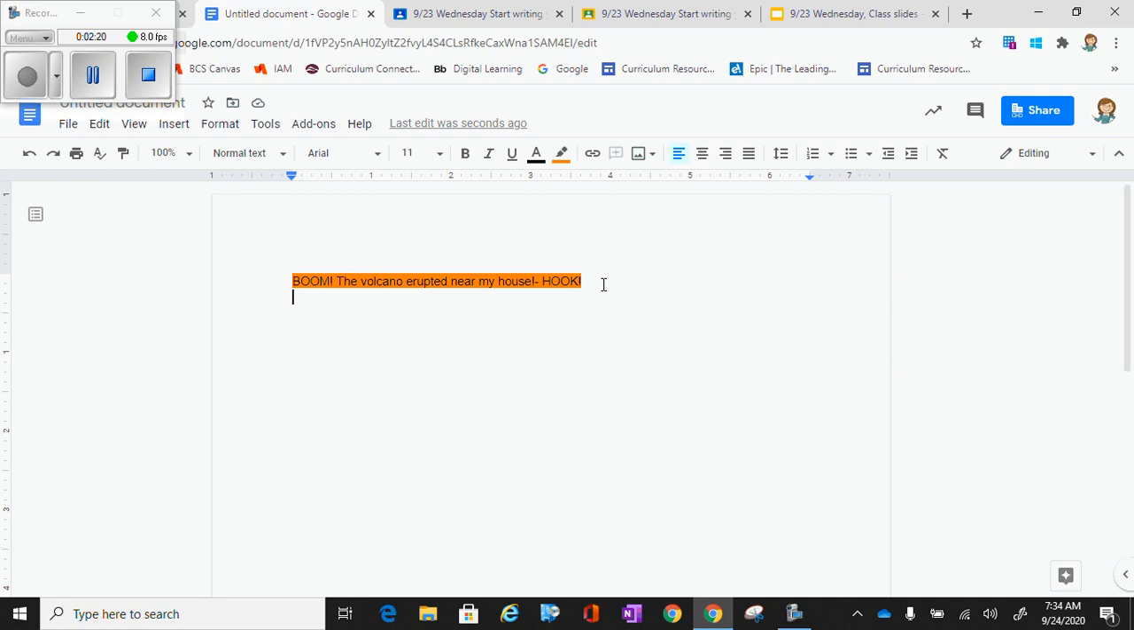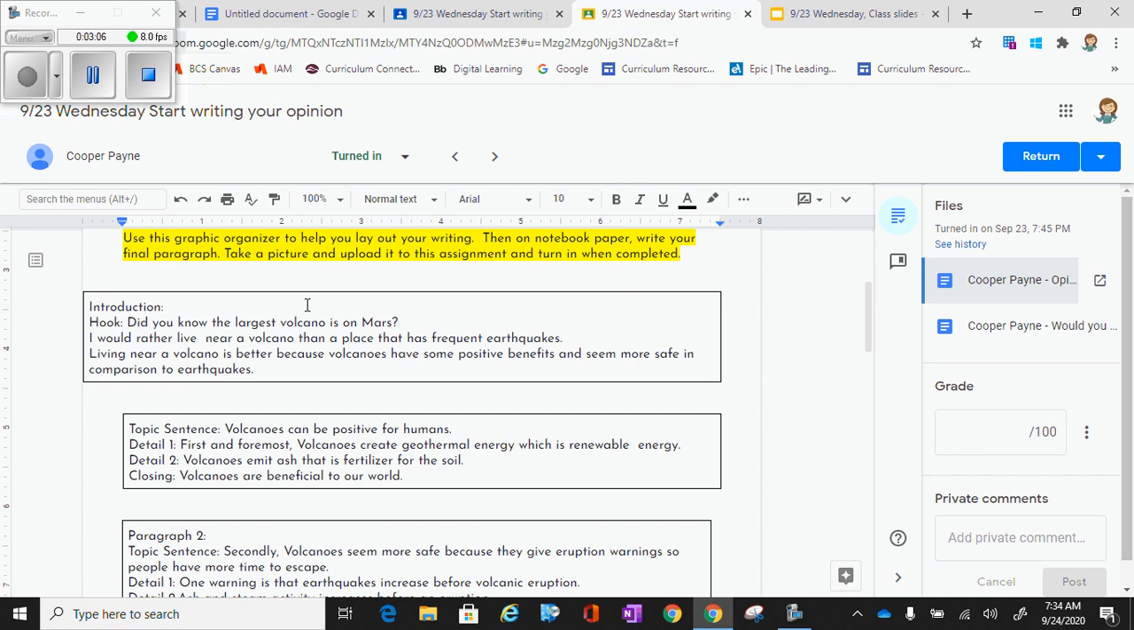So this is where you would say, I'm going to change the color here so we're not still highlighting in orange. I would rather live near a volcano than near a place that has regular earthquakes. All right, and this sentence is just your opinion. That has to be your second sentence in your introduction, guys. Okay, that has to be there. If you don't give your opinion, then it's not really an opinion paper and you've already scored really low on this. Okay, let's look back at your graphic organizer.